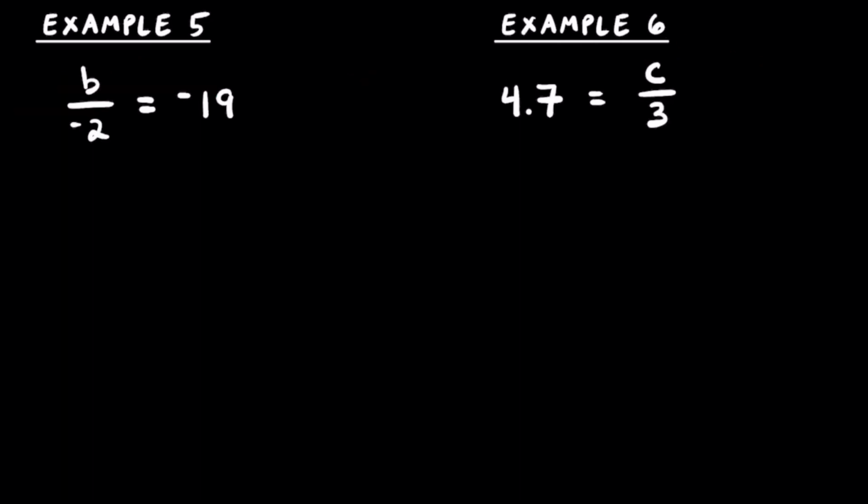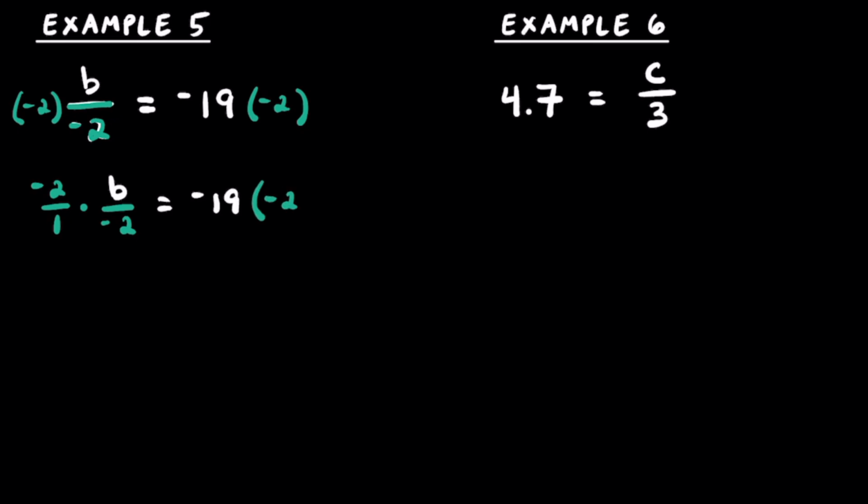For example 5, we have b over negative 2 is equal to negative 19. Since we're taking b and dividing it by negative 2, we're going to go ahead and undo that by multiplying both sides by negative 2. Rewriting this, we can write the negative 2 as negative 2 over 1 multiplied by the b over the negative 2 that we started with, and on the right side, let's just leave that alone for now and keep that as negative 19 multiplied by that negative 2.